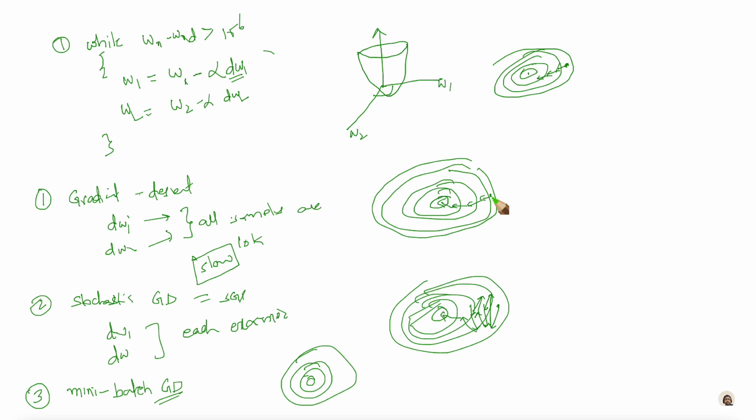One pass of all of the examples is known as an epoch. For example, if you have 200 epochs, each time you're passing through all of the examples and computing DW1 and DW2, which is a decent method, but it is very slow. The path towards the global minimum is straightforward and smooth, but it is very slow.